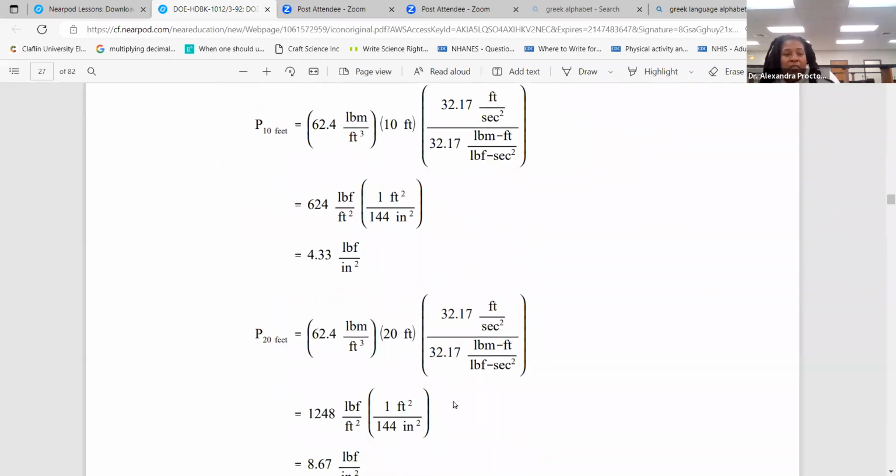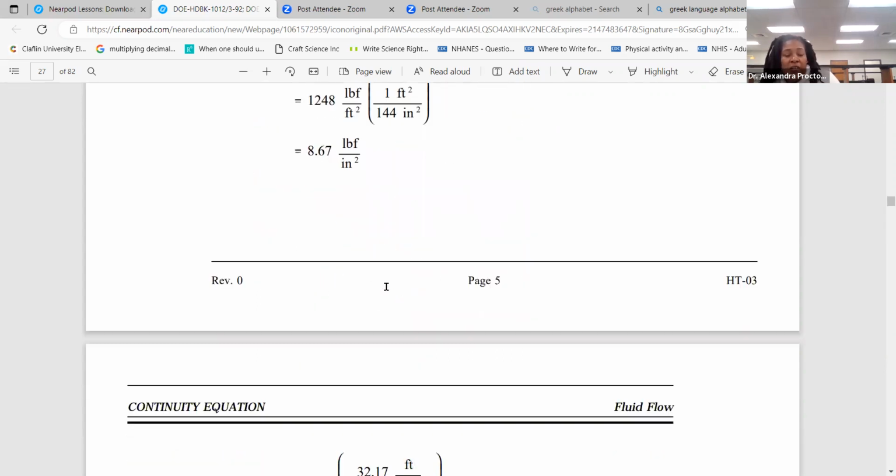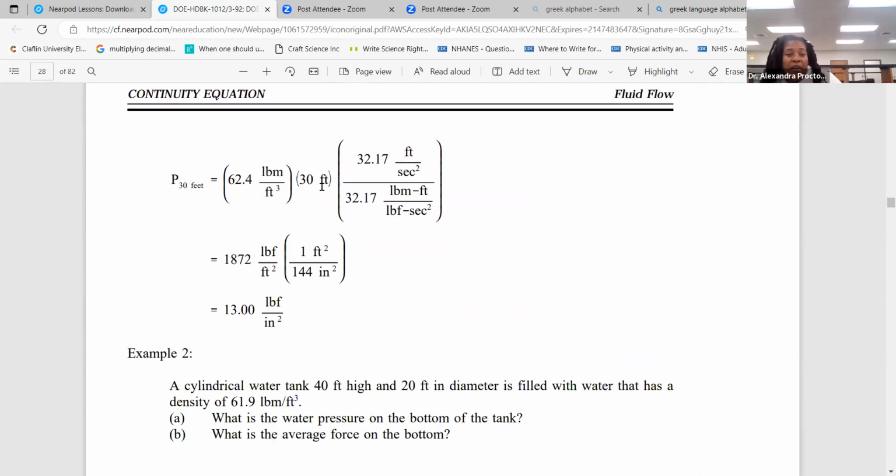Then they go into this problem as well, and they calculate the pressure at 20 feet. Everything remains the same except this value, where they place in the 20. And you wind up with a pressure of 8.67 pound force per inch squared. The only thing they changed was instead of putting the 10 here, they put in the 20. Then they do the same thing at 30 feet. The only thing that changes is they put in the 30, and so they wind up with a pressure of 13 pound force per inch squared.